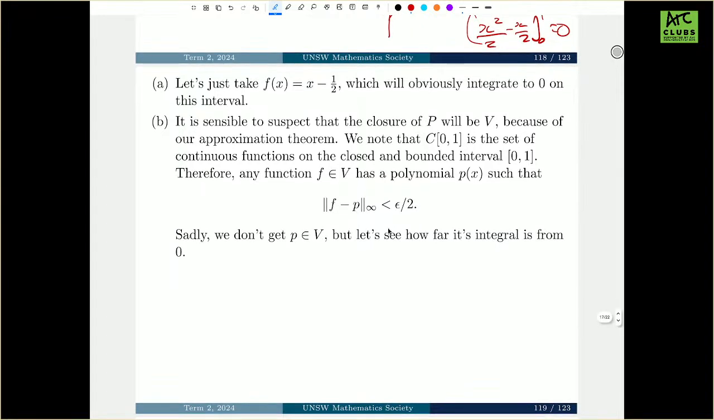Okay. So we note that C[0,1] is the set of continuous functions on the closed and bounded interval [0,1]. So the approximation theorem applies for any function f in V. There is a polynomial p(x) such that this holds. Notice how I put epsilon over 2 here. Maybe initially you don't know that we'll have to divide by 2, but it should make sense because, sadly, we don't get p in V, but we might like to see how far its integral is from 0 and then possibly subtract that from p to try to get something else in here. So maybe we need a bit more leeway than just epsilon. So we'll have epsilon over 2 here.